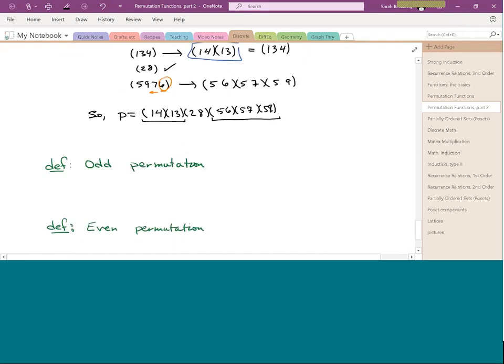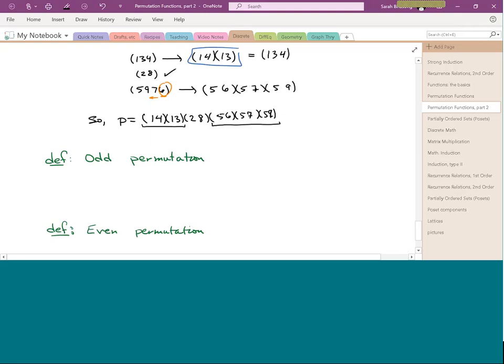Now, here's why we care. If we need to identify, for whatever reason, an odd permutation or an even permutation, you need that transposition, because here's how you define odd and even permutations. P is odd if it can be written as a product of an odd number of transpositions.